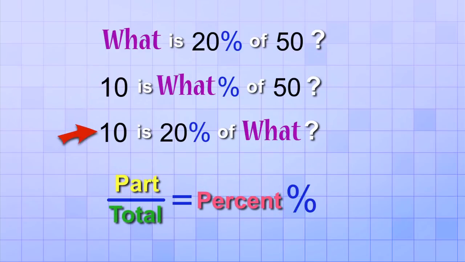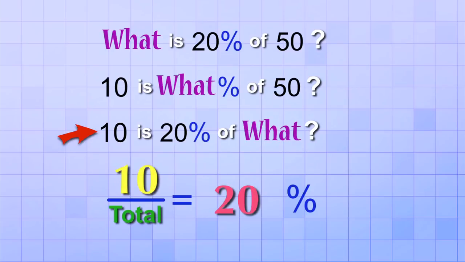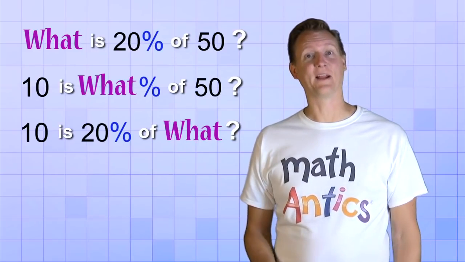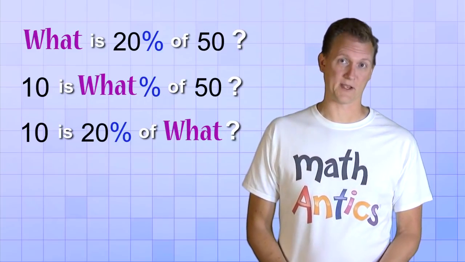And the third type of problem is what we'll learn in the next video. For that type of problem, we know what part we have and we know what percent of the total it is. We just don't know the total itself. Have I lost you yet? Don't worry. It'll make a lot more sense after we look at a few examples.